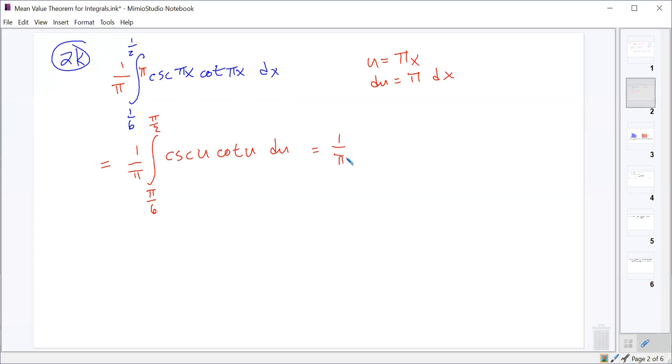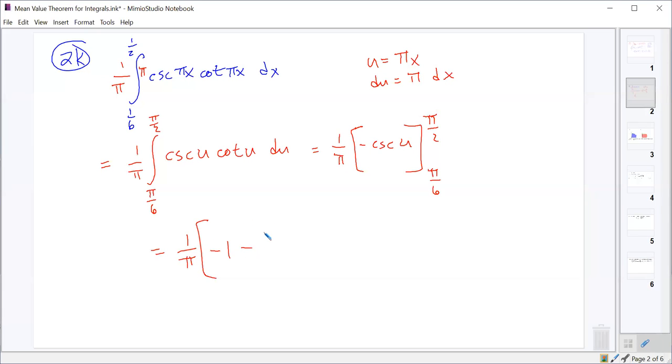So we got 1 over pi. And like we said a minute ago, the integral of cosecant cotangent should be negative cosecant. And we will evaluate that from pi over 6 to pi over 2. So what's the cosecant of pi over 2? 1. Should be 1, so we got a -1 there.